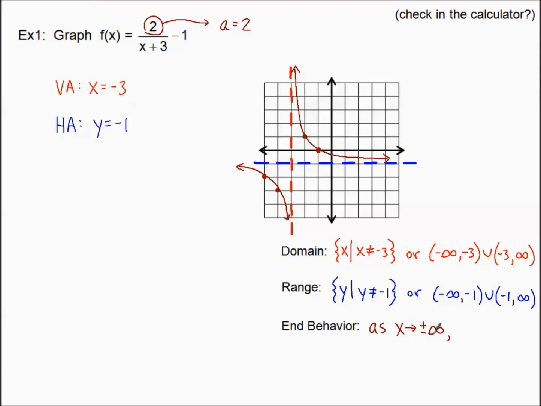So it doesn't matter which side we're on. As x approaches plus or minus infinity, the function, which in this case is f of x, is trying to approach -1. And that's our end behavior. So there's our first example. Let's try this again with example number 2.